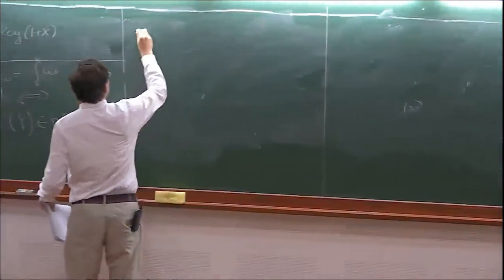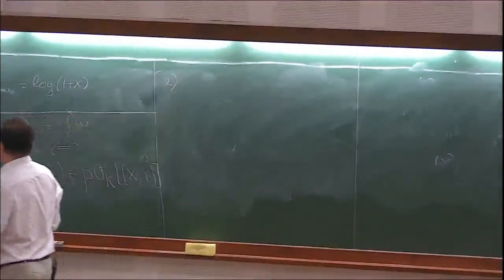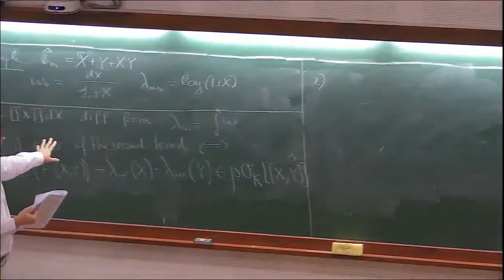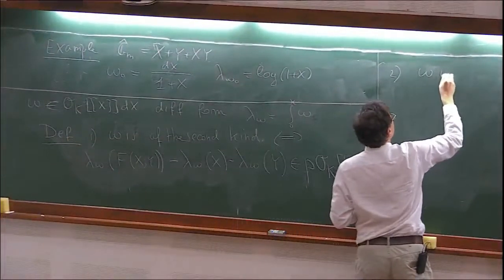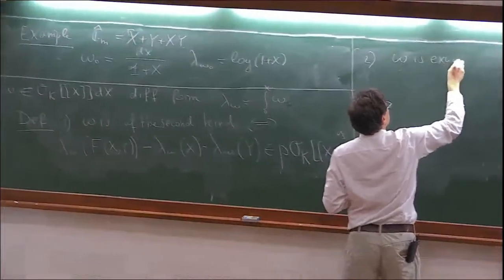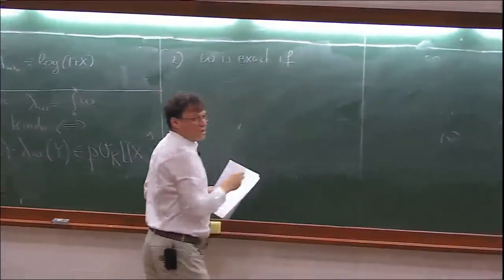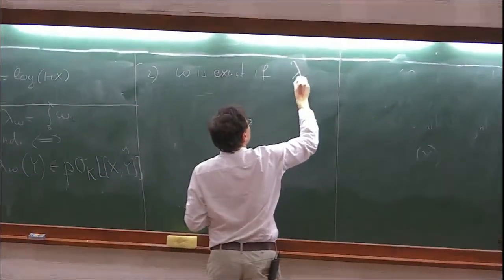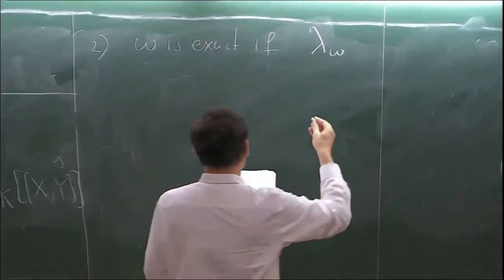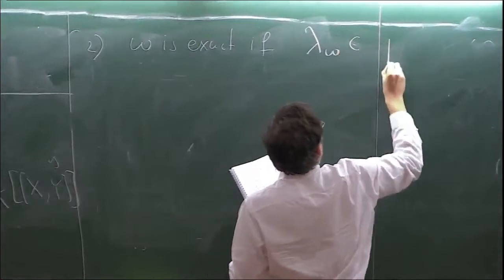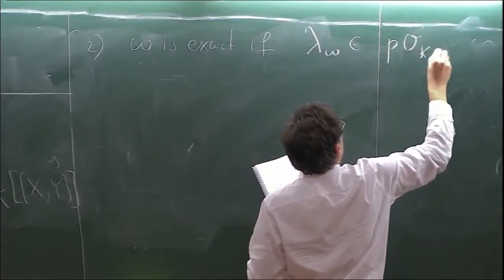And now we define the notion of an exact form in this setting. So we say that omega is exact if its logarithm is, in some sense, trivial mod p, lies in P or K.